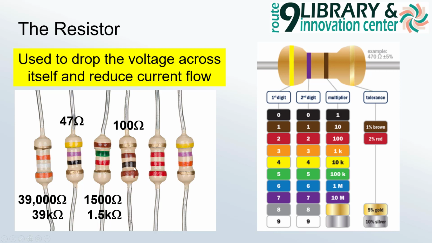Here we have brown, black, brown. That's 1, 0, and brown is a multiplier times 10. So that's essentially 10 times 10, or 100 ohms. This one is a 2 and a 2 with a multiplier of 100, so that's literally 22 times 100, or 2,200 ohms, or 2.2 kilo ohms. And then finally we have a 4, a 7 with an orange, which is 1,000: 47,000 ohms, or 47 kilo ohms.